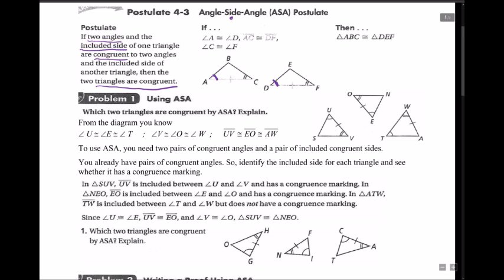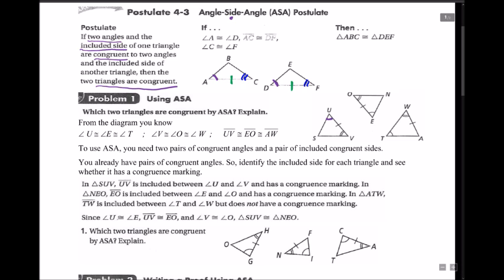We have an angle and another angle, and the included side between those 2 angles. Now, just like with side, angle, side, it is very important that the side is between the 2 angles. So let's look at our first problem here. Which triangles are congruent by the angle-side-angle postulate? So let's look at what we have.